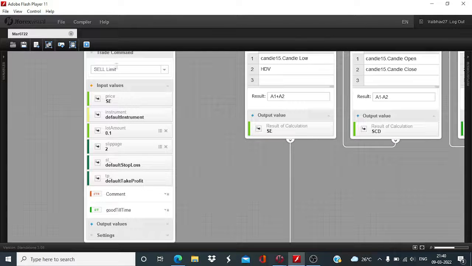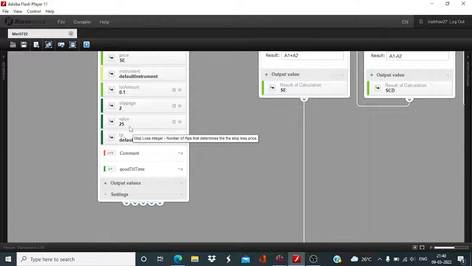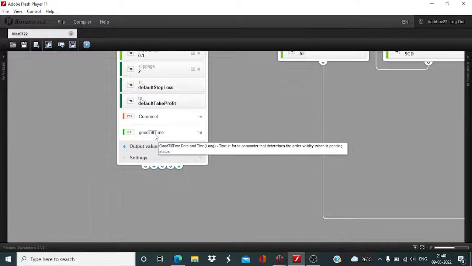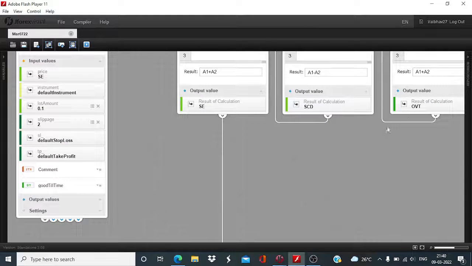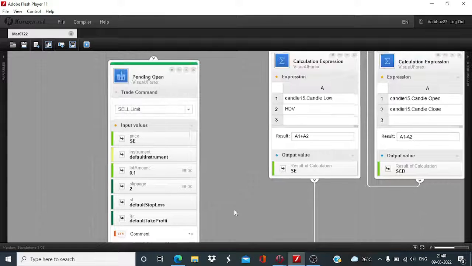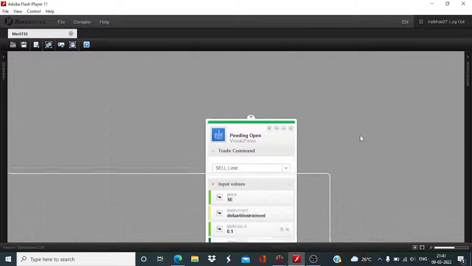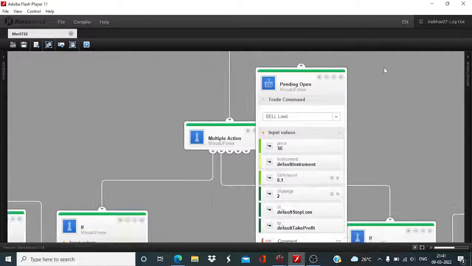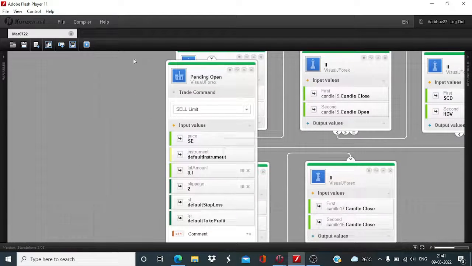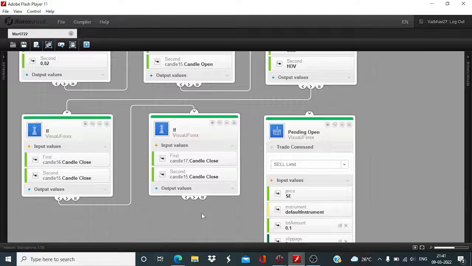We are not going to tinker this time around. But if you want, you can make it dynamic, or if you feel like, you can change these values as per your requirement. Order validity, we had already defined this variable, so we assign it now. So with this, our job of defining the input parameters for the trade command block is done, and all we have to do is join it just below the last if else statement.